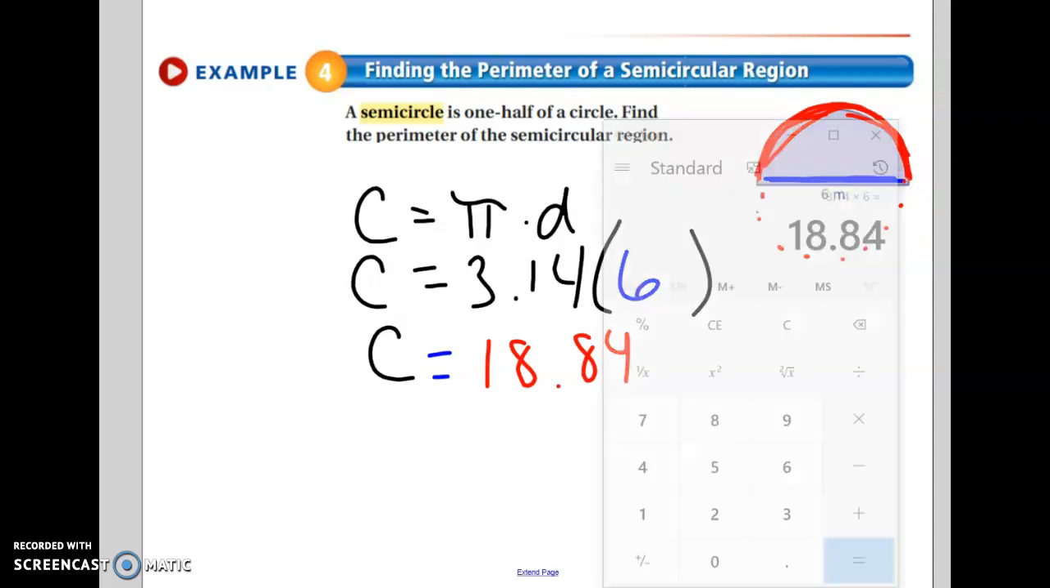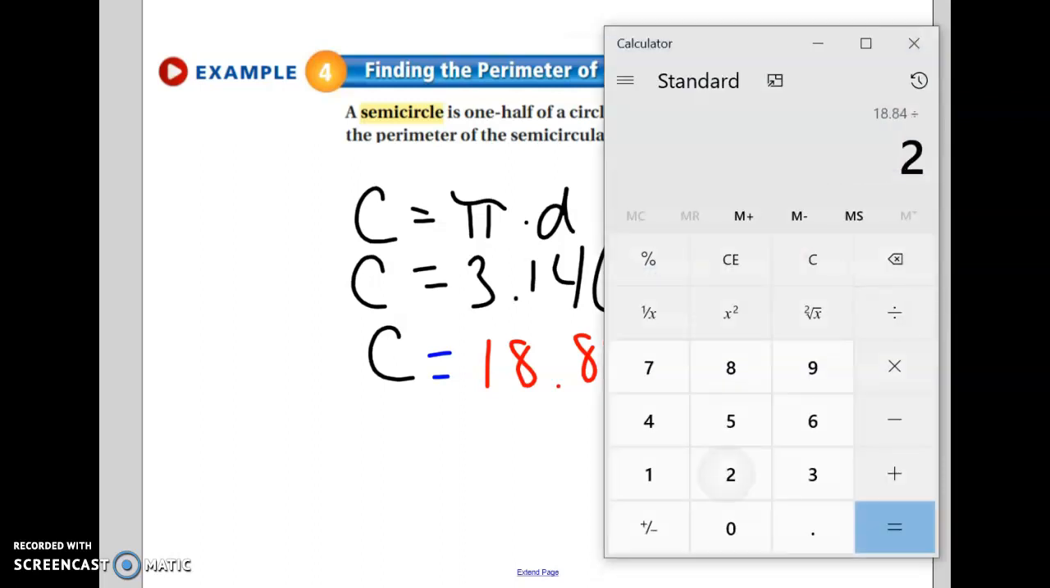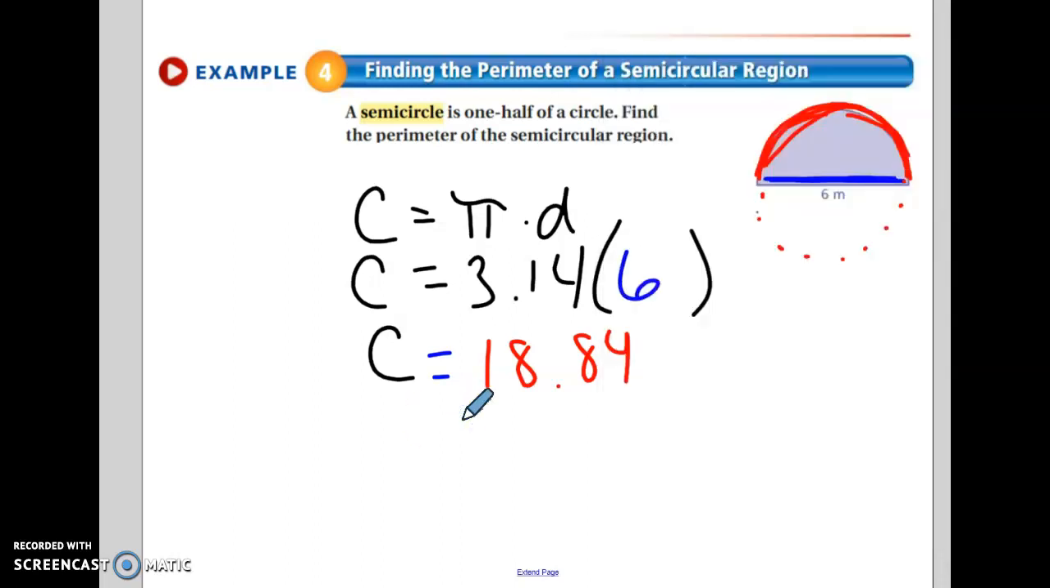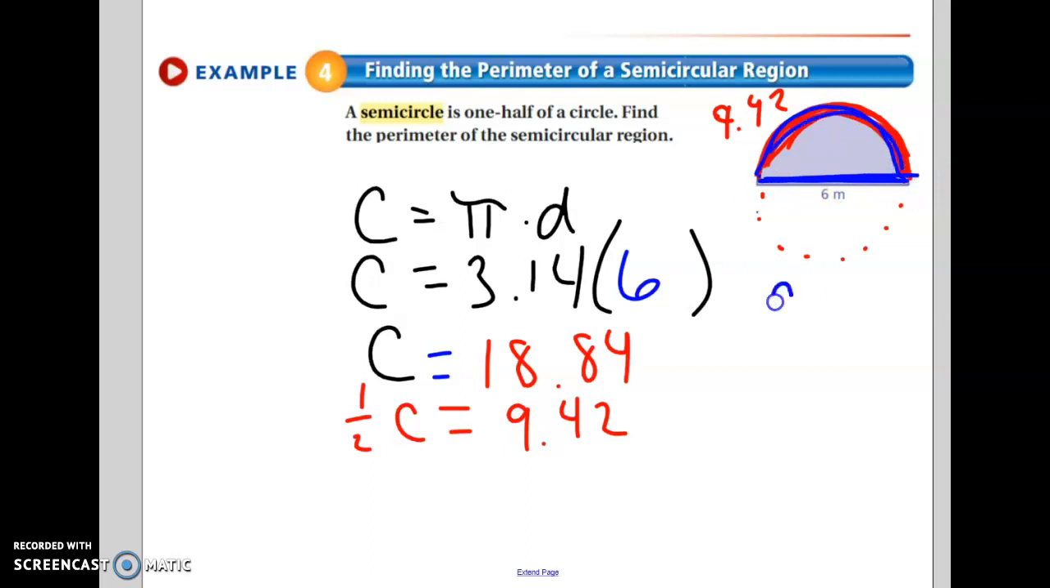But I only want half of that because I just want the top half. So I divide by 2, 9.42. So I say half of the circumference is 9.42, and that's this. So we're going to go 9.42 is that red piece. Now they want the perimeter, which means they want this top piece and this bottom piece here. So I'm going to take this top piece, which is 9.42. I'm going to do that in red and keep my color scheme.